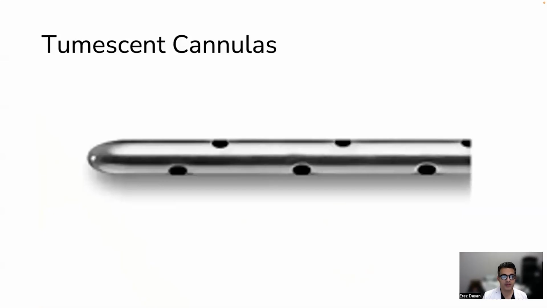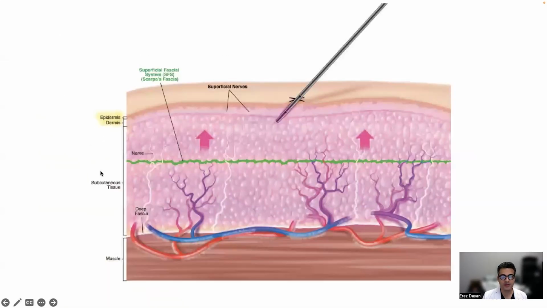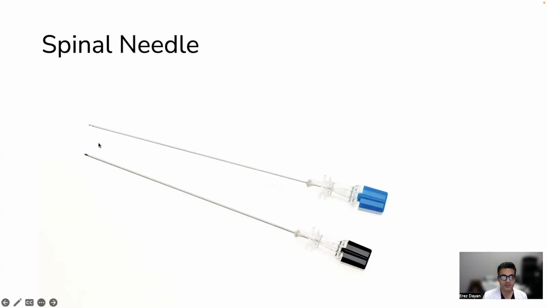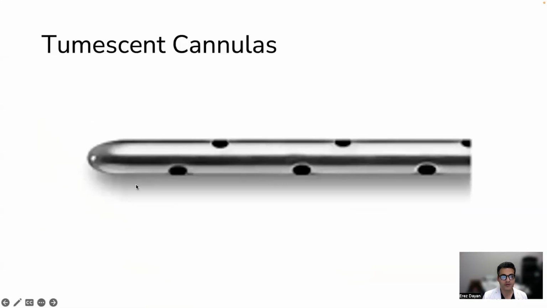But the benefit of the tumescent cannula is that it's blunt. One of the key safety features is you certainly want to avoid the deep fascia. With a tumescent cannula that's blunt, it's effectively impossible to pass through the deep fascia, as opposed to a spinal needle, which is sometimes sharp and can pass through fascia more easily. So I prefer the tumescent cannula. It's blunt at the tip. You see all the holes here, spreading the tumescent very evenly through the subcutaneous space.